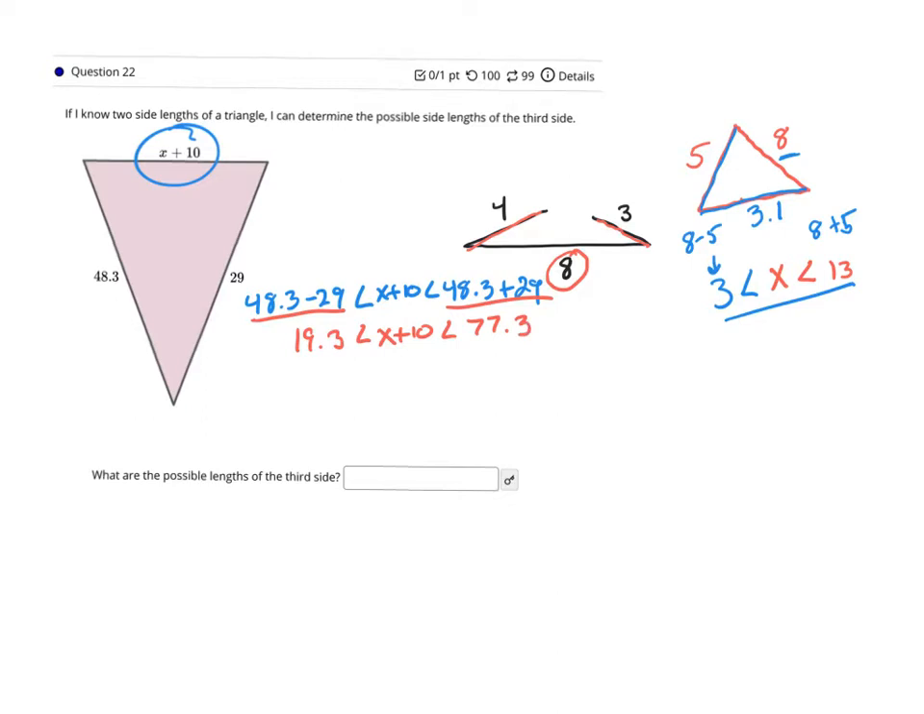Now it's just a matter of solving the inequality. So I'm going to subtract 10, subtract 10, subtract 10. When I subtract 10 from each part, that 10 in the middle is going to cancel out. I'm going to have 18.3 is less than x is less than 67.3, and that's the way I'm going to enter this in. So we have 18.3 is less than x is less than 67.3, and that will be your final answer.